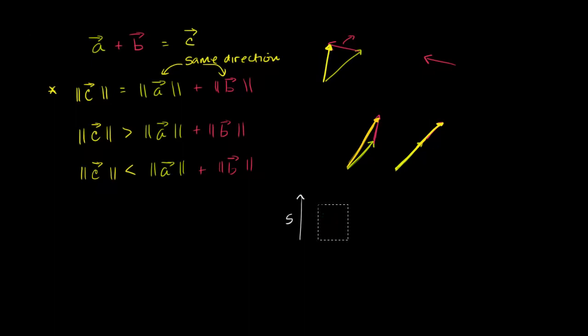So let's add these two vectors. The sum of these two, which is going to be this vector right over here, has a magnitude that is going to be less than 5 plus 3, so less than 8. The only way that this magnitude could even get to 8 is if these two vectors went in the exact same direction.